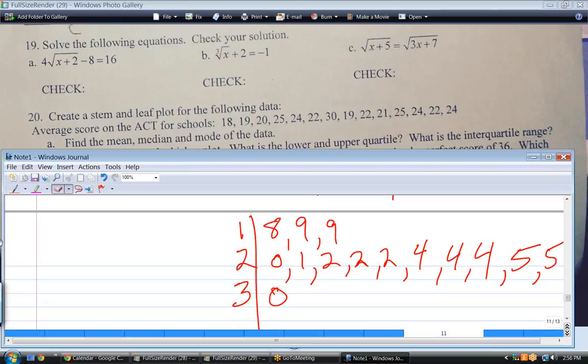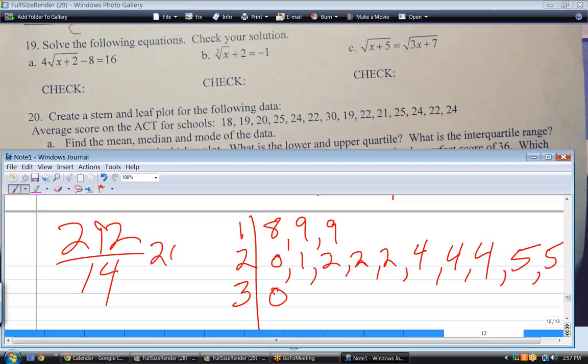What do you get when you add everything up? 292. Divide that by 14. 20. That's not 20. 20 would be 280 divided by 14. So it must be 20 and 12 fourteenths, 20 and 6 sevenths. Yeah, the calculator, I think, came out, David, 20.908. Hold on. 292 divided by 14, I get 20.857.